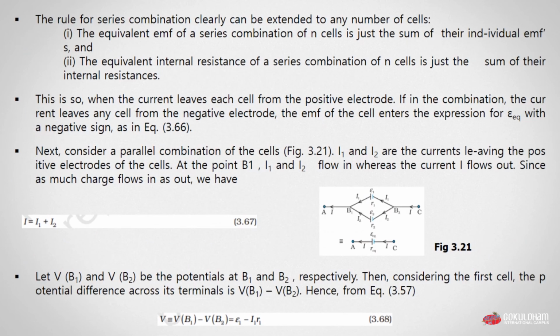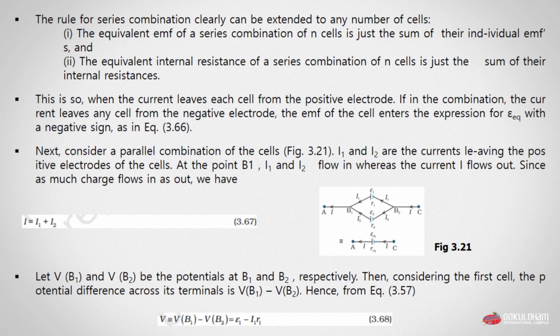The rule for series combination clearly can be extended to any number of cells. First, the equivalent EMF of a series combination of n cells is just the sum of their individual EMFs, and second, the equivalent internal resistance of a series combination of n cells is just the sum of their internal resistances. And this is so when the current leaves each cell from the positive electrode.